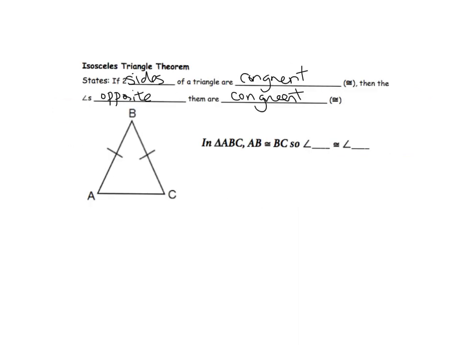All right, this is a very basic theorem here, the isosceles triangle theorem, and it simply states that if you have two sides of a triangle that are congruent, which would make it isosceles, then the angles opposite those sides are also congruent. So I'd be able to make this marking here at these two angles. So in triangle ABC, because AB is congruent to BC, then angle A is congruent to angle C.